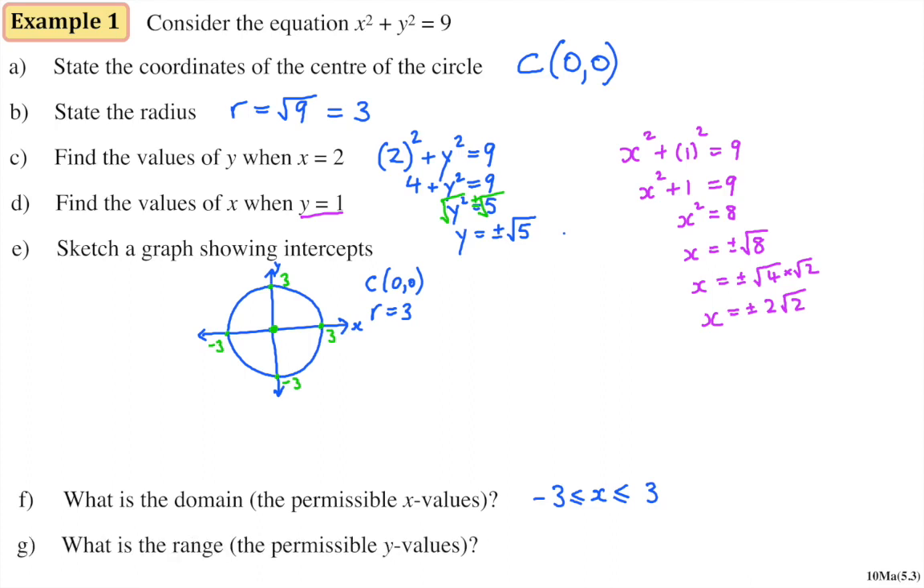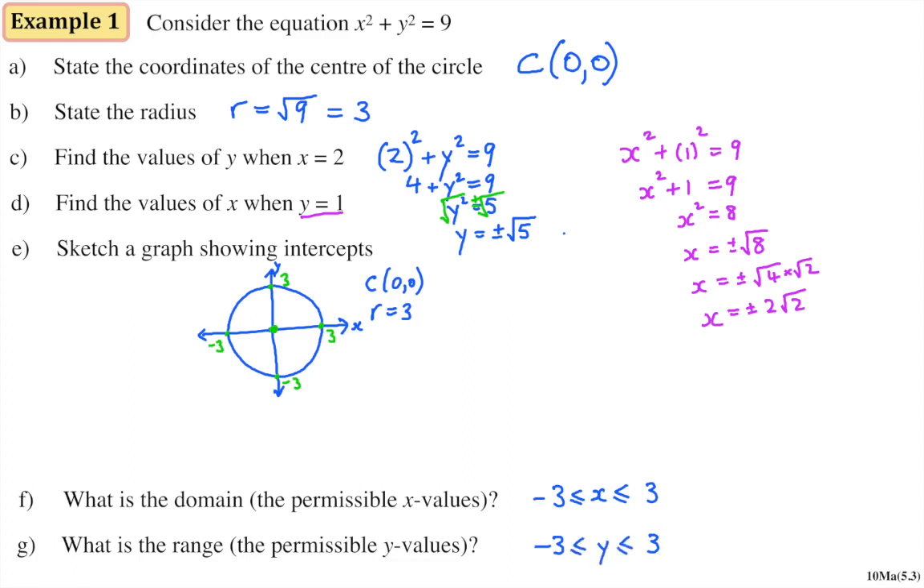For the range, we're talking about the y values, the up and down distance that the graph travels. Now, how high does it go? It only goes as high as plus 3, and it goes as low as minus 3. So when you write the range or the permissible y values, it goes as low as minus 3 on the y-axis, as high as plus 3 on the y-axis, and those are the y values.